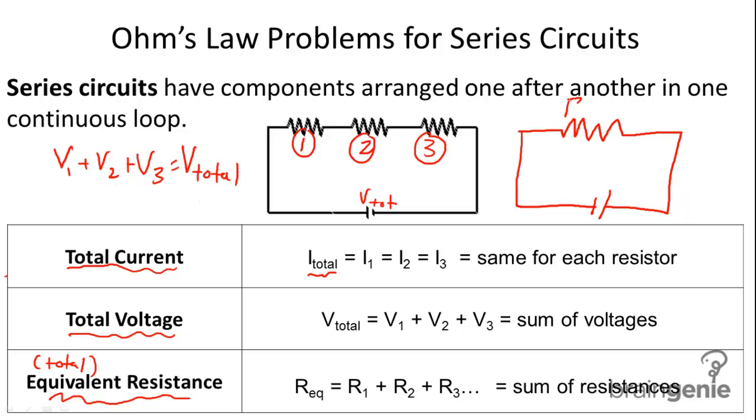This would be what you call R equivalent, okay? So if I were to combine these 3 resistors into one resistor, what would the value be? And you get it by finding the sum of the resistances in the circuit, and that's Req.